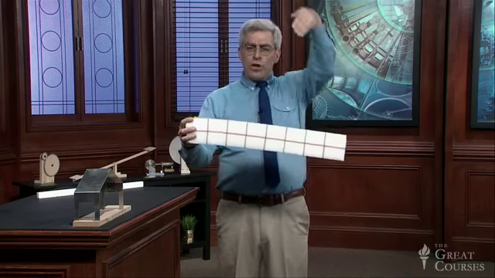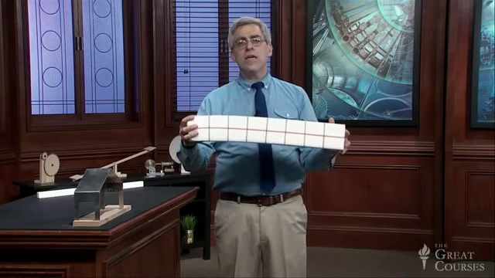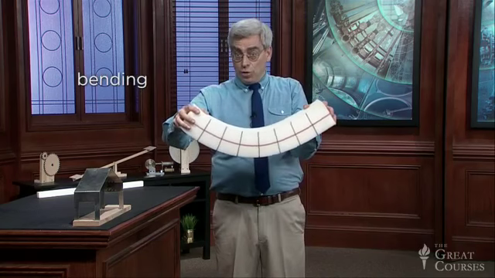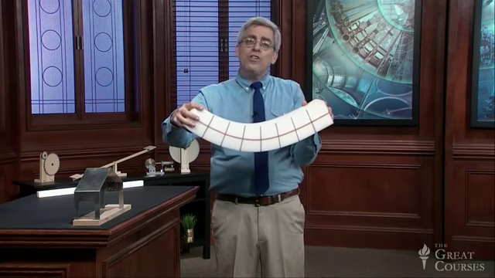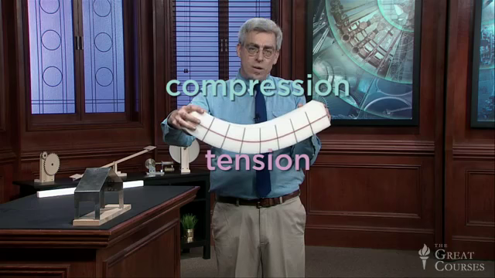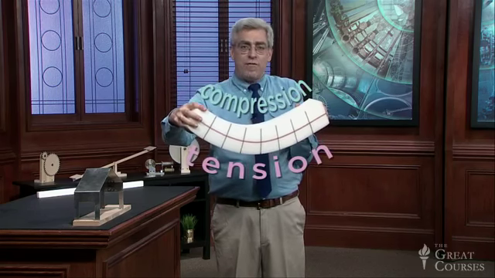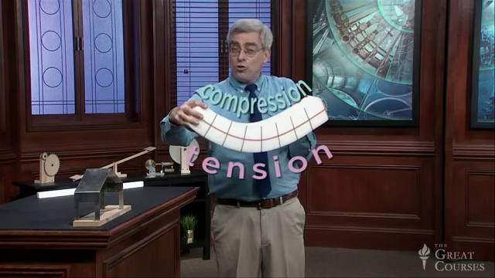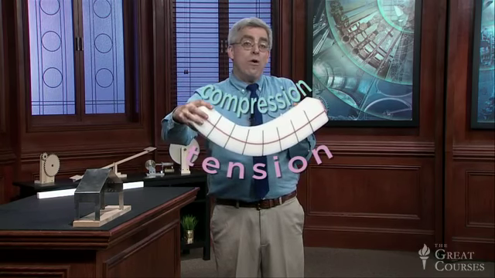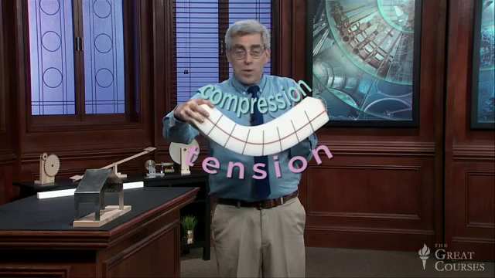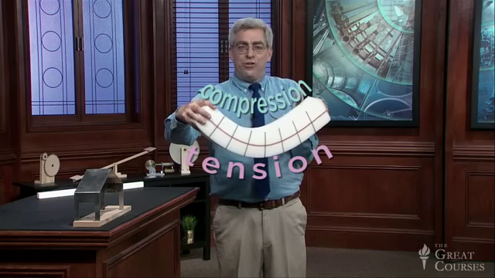If the element is loaded transversely like this, it bends. And if you look closely, you can see that bending is really just a combination of tension and compression. If the beam bends as it does here with its concave side facing up, the black lines get closer together on top and farther apart at the bottom. Thus, the top of the beam must be in compression and the bottom in tension.